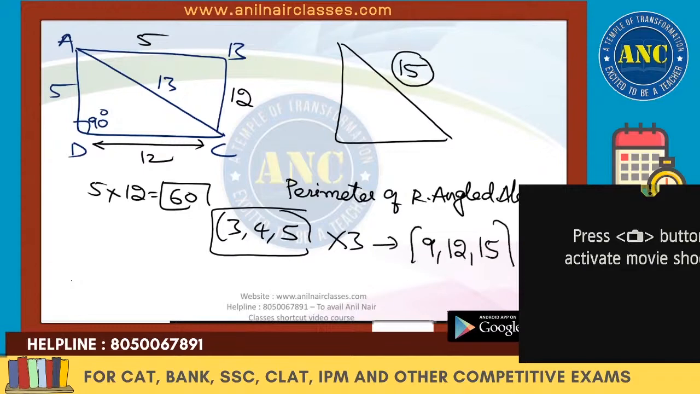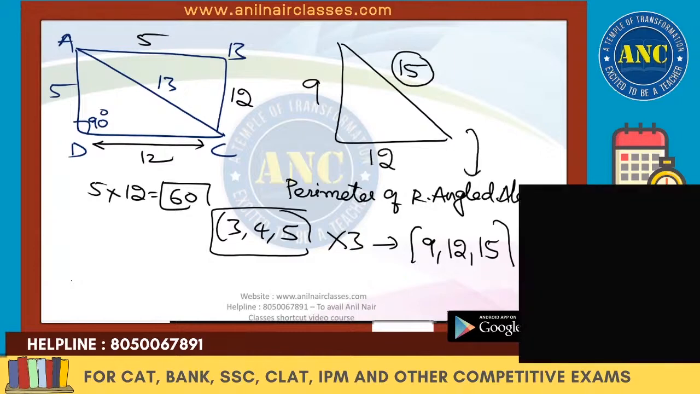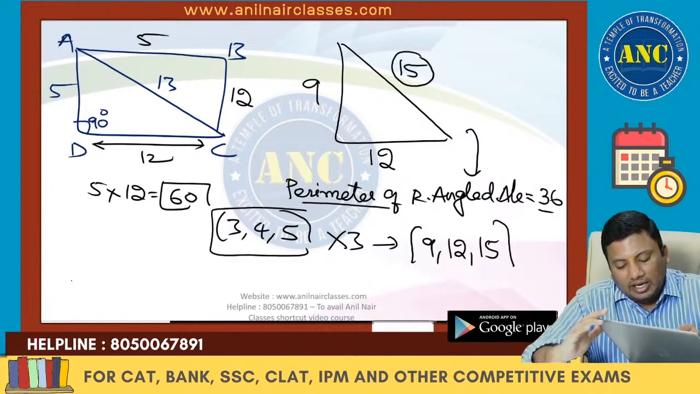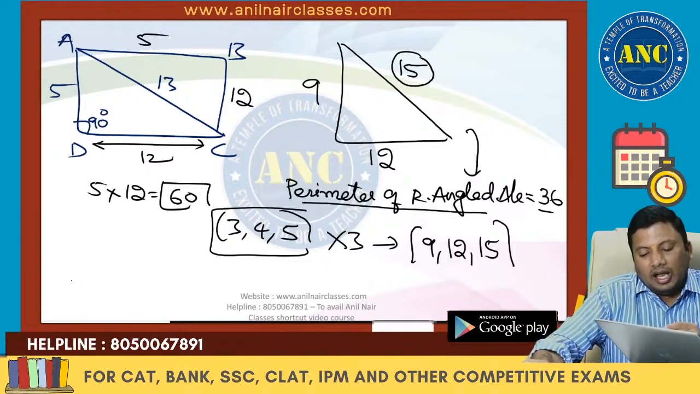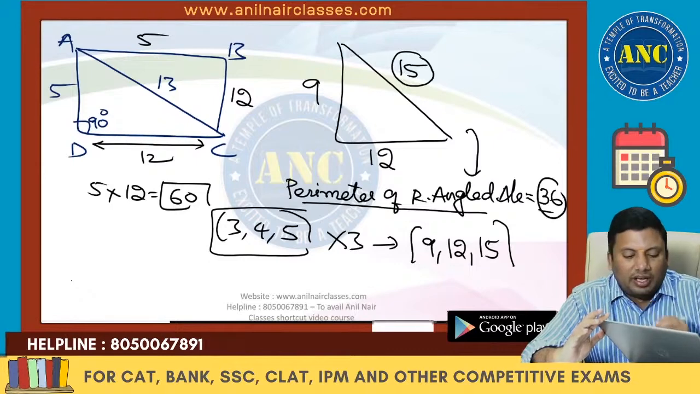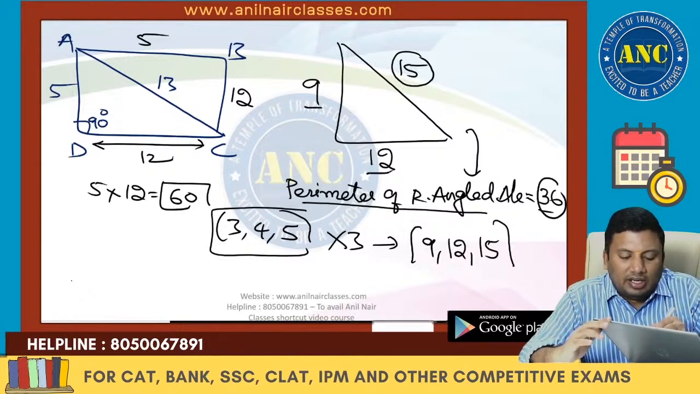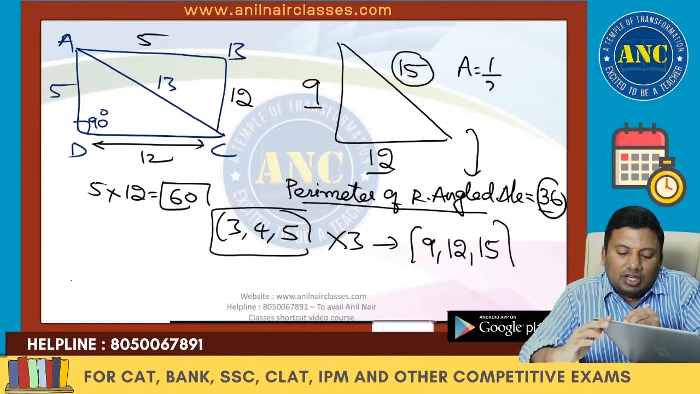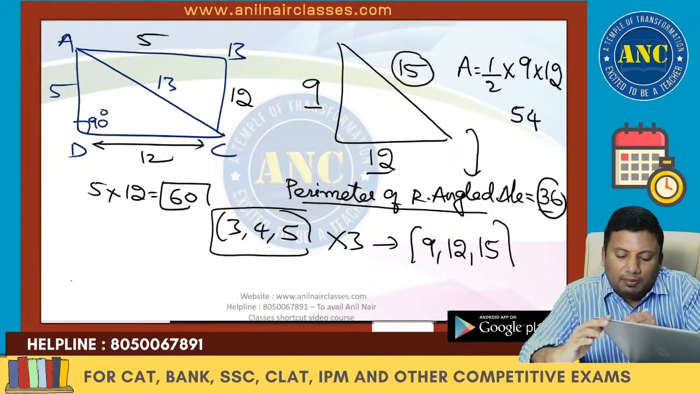One case is 9, 12, 15 if the sides are integers. Check whether it satisfies the question. The perimeter is 9 plus 12, 21, plus 15, 36. It is satisfying. So the other two sides are 9 and 12, and the area is half into 9 into 12. So the answer is 54.